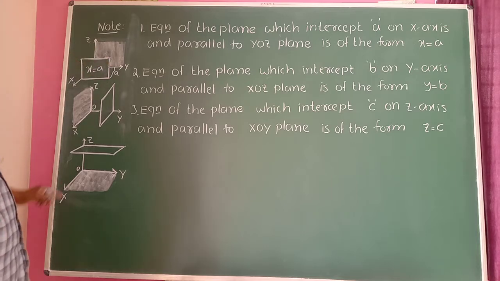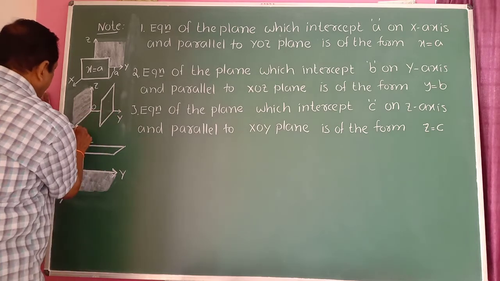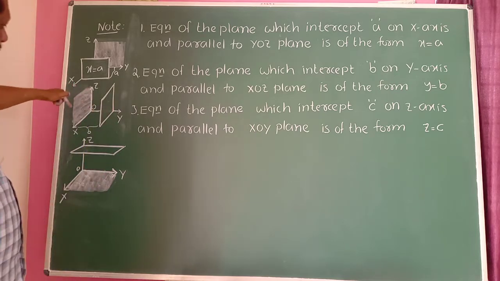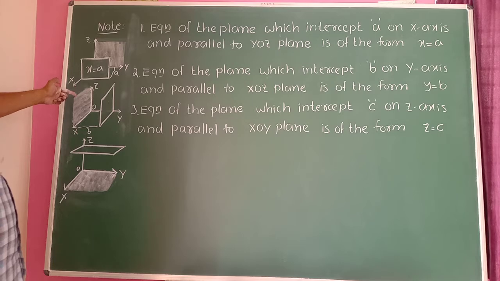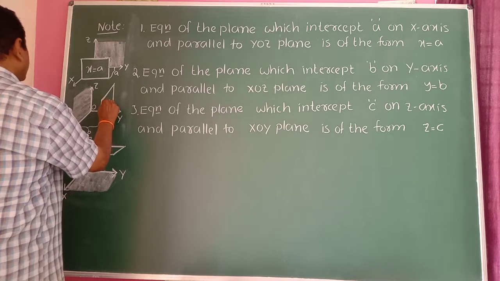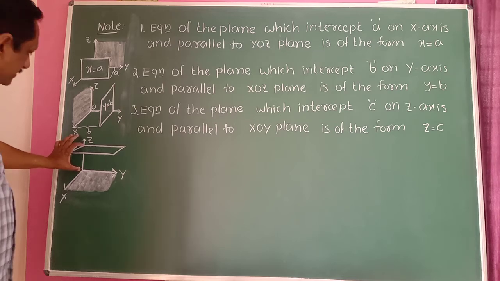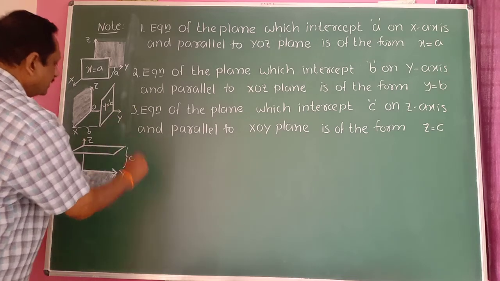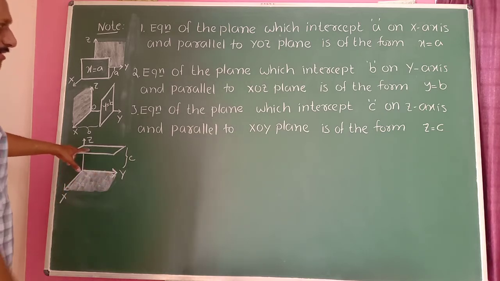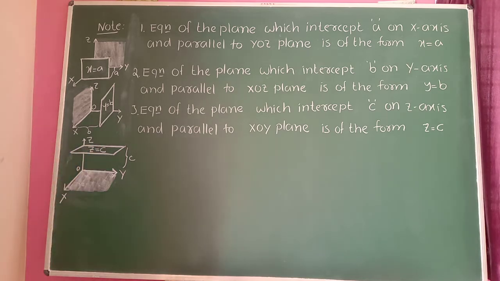Similarly, here is the plane making intercept b on the y-axis, meaning this distance is b units, and parallel to the xOz plane. The equation of this plane is y is equal to b. Similarly, this plane makes intercept c on the z-axis, meaning this height is c units, and parallel to the xOy plane. The equation of this plane is z is equal to c.